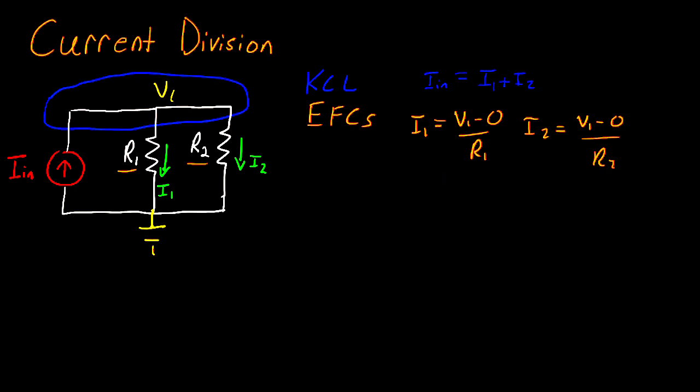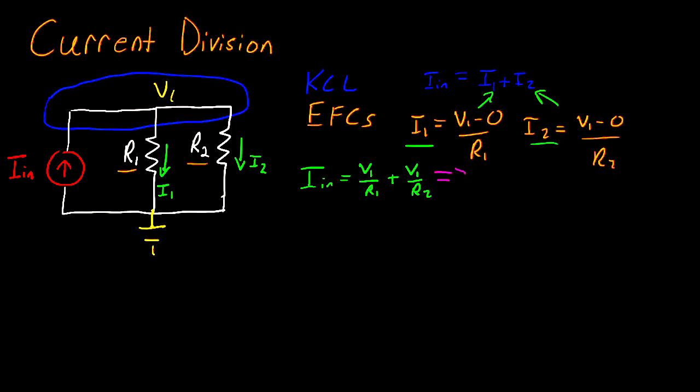Now that I have these three equations, my goal is to define I1 and I2 in terms of the resistances and the input current. So I'm going to plug in my I1 and my I2 equations into my KCL, and that way I can get rid of V1. We'll have that I in is equal to V1 over R1 plus V1 over R2. So I'm trying to solve for V1.